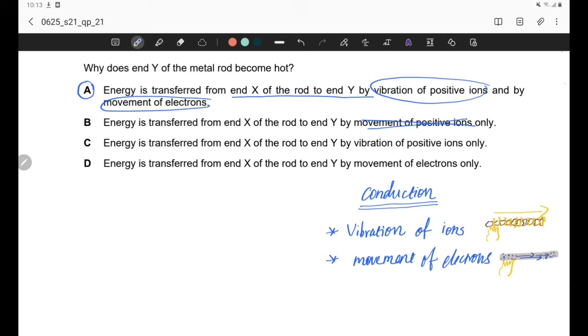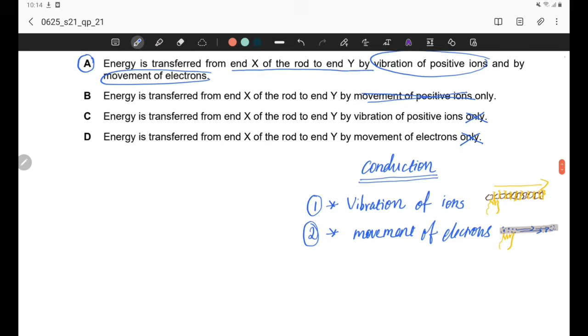Option C says vibration of positive charge only. That is wrong, because we know that there are two methods. One is vibration of positive charged ions and the second method is also there. That is a movement of electrons. So that is not mentioned here. Therefore option C is wrong. Option D says energy is transferred from end X of the rod to end Y by movement of electrons only. That is also wrong. Not only with the movement of electrons but with the vibration of positive ions also the heat transfer is possible in the process of conduction. So the correct answer is option A.